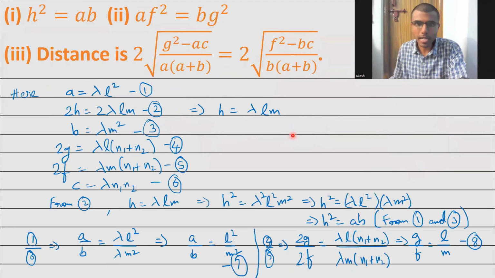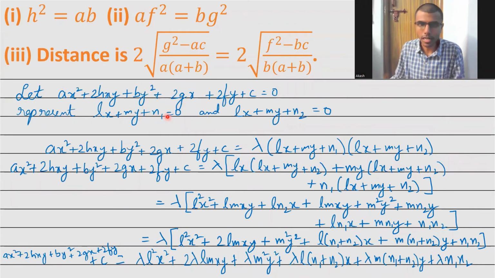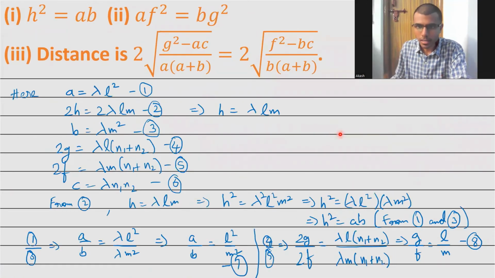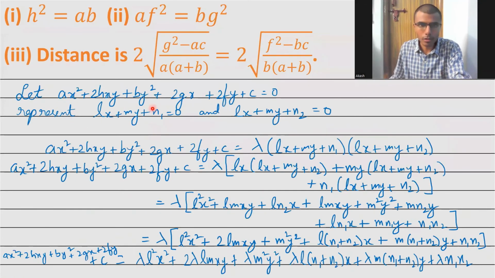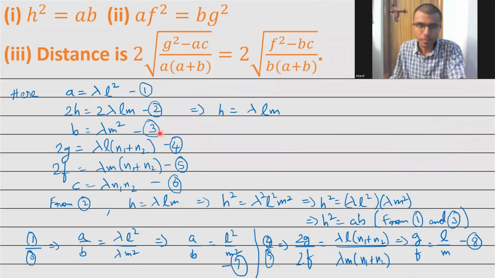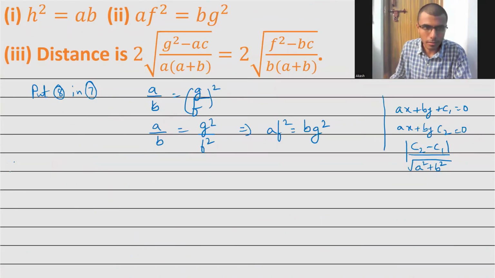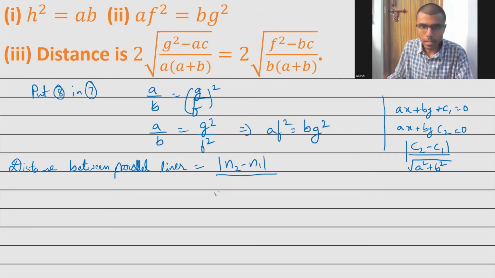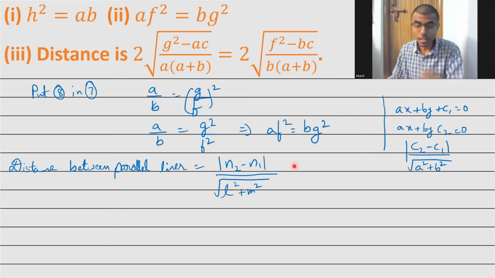Now similarly, here our parallel lines are lx + my + n1 and lx + my + n2. So my distance is going to be mod of n2 minus n1 divided by under root of l square plus m square. Fine. Now the distance between the parallel lines is equal to mod n2 minus n1 divided by under root of l square plus m square. Okay. Now again, here you will have to give some good attention to me because another critical step is coming up.